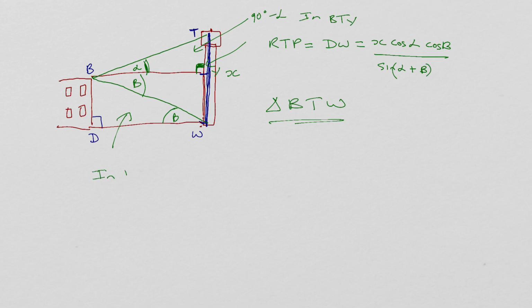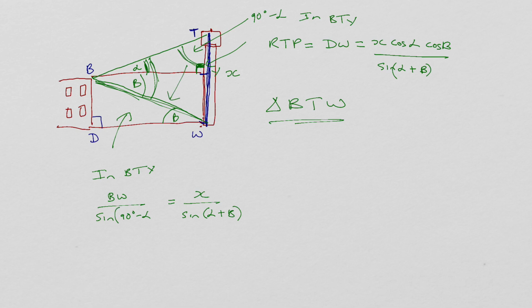So in triangle BTY, we're going to say BW, so we're going to be doing this side over here, BW, over sine of 90 degrees minus alpha is equal to x over sine of alpha plus beta. So that's this angle here and its opposite side, and this angle here and its opposite side there.